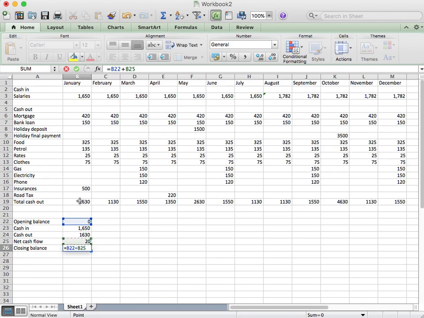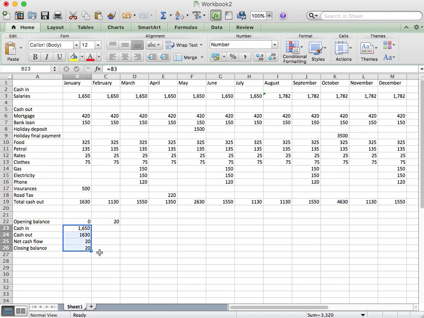Now if the cash out is greater than the cash in any month, the net cash flow will be negative, and the sign of the maths here will sort itself out. So it remains a good calculation. Now the opening balance in February is the same as the closing balance in January.